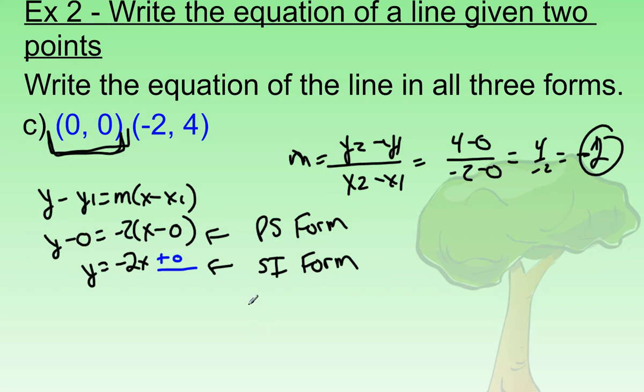There it is. The intercept is 0. This line goes through the y-axis at the origin. See? That's a point on the line, 0, 0. So the y-intercept is at 0, and this guy has a slope of negative 2, so it's going to be going downhill like that.